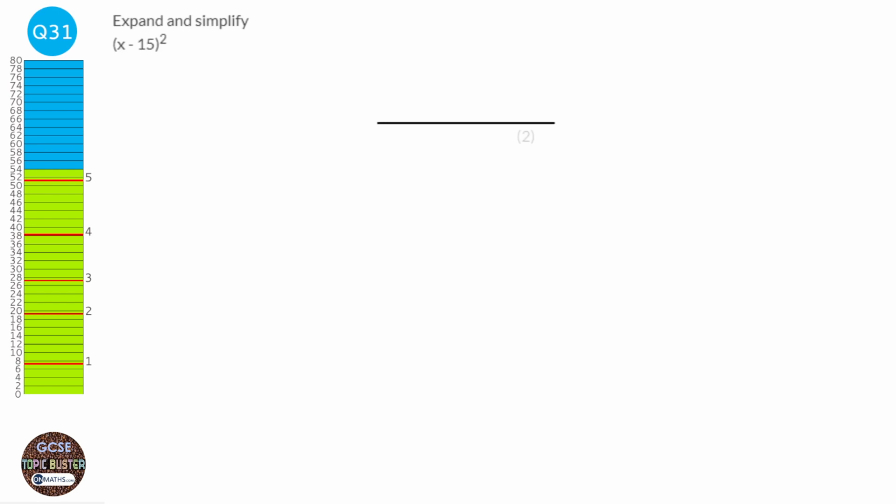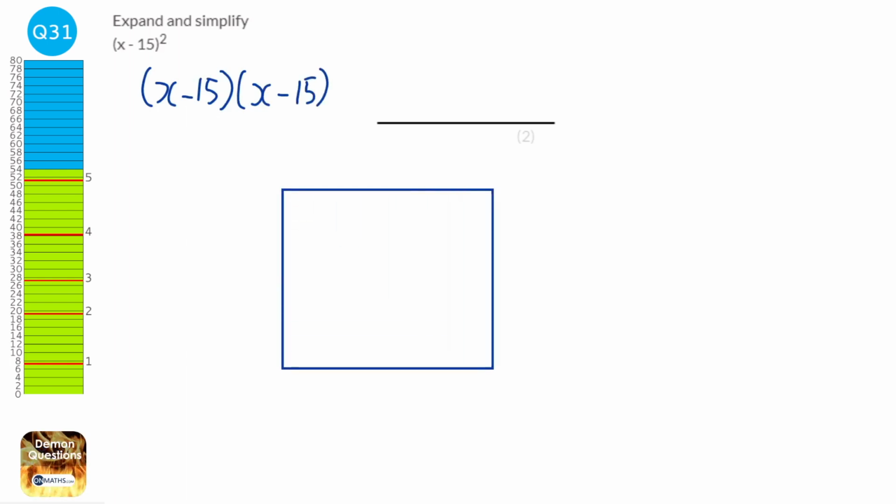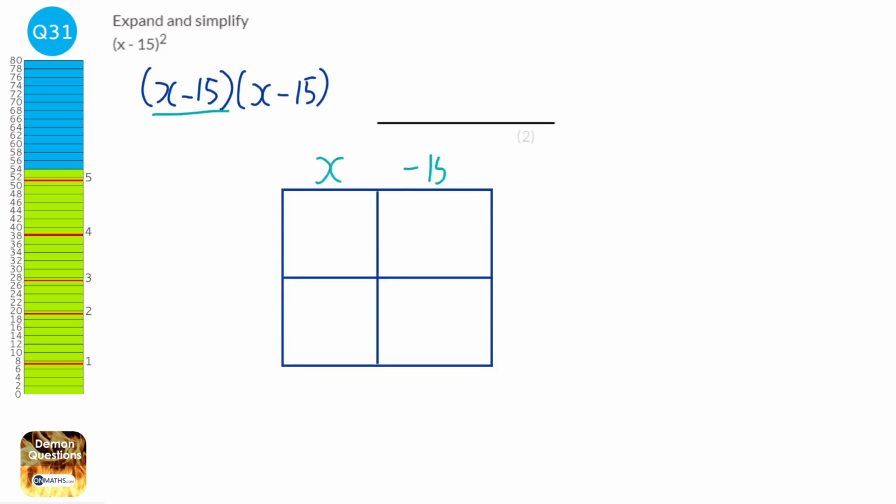The most important first thing that we do is whenever you square something, you times it by itself. So we're going to rewrite this as x minus 15 times x minus 15. And then the way we approach this is exactly the same as we've done with the other ones. We're going to do a multiplication grid. And we're going to do x minus 15 at the top, x minus 15 at the bottom.